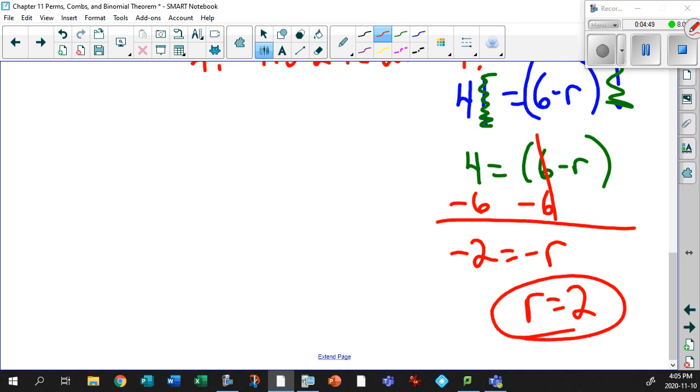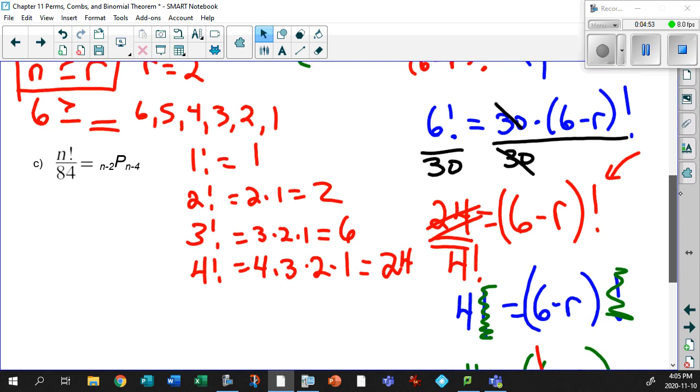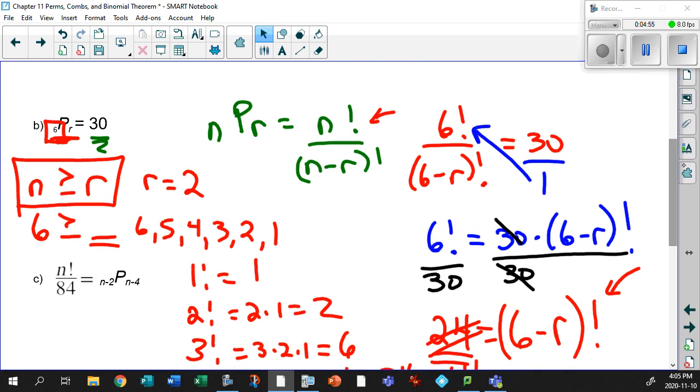Which I think, using the guess and check method, was a little bit easier than going through all this crazy algebra, wasn't it? But either way, you know how to do it now.